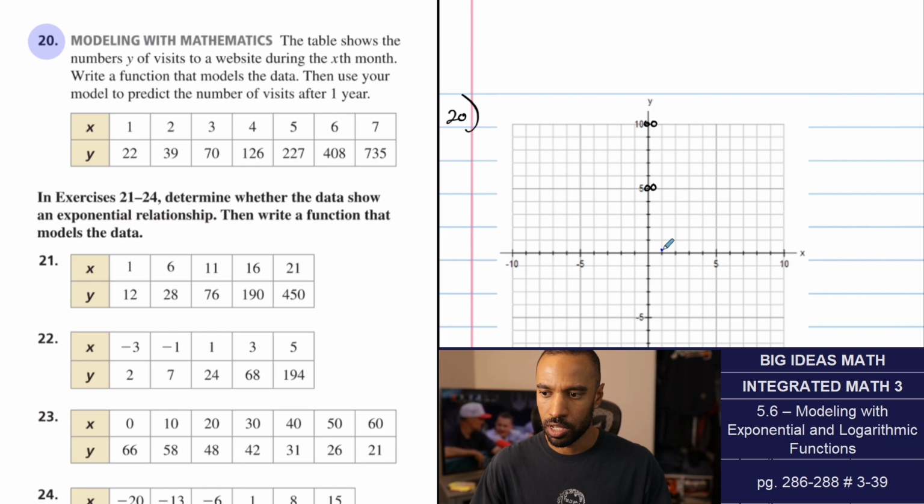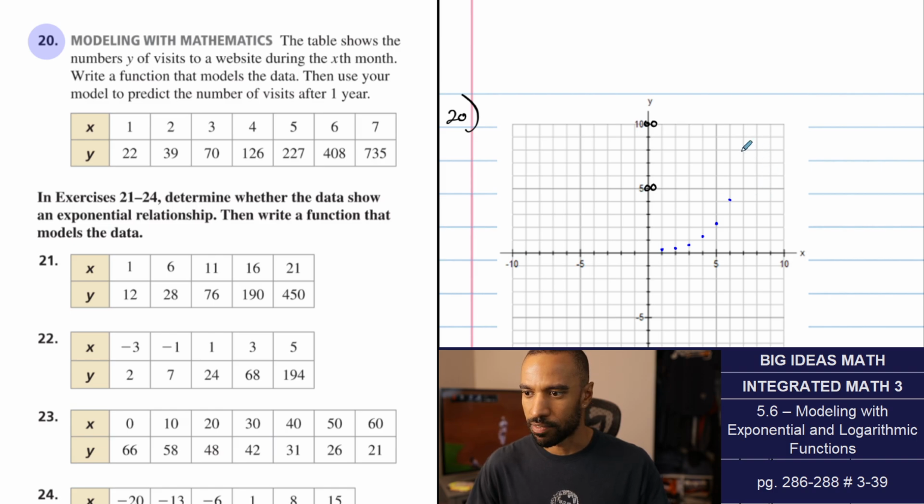When X is 1, Y is 22 right there. When X is 2, Y is 39. That's getting closer to half, but not quite there yet. When X is 3, Y is 70, more than half, halfway to 100, I should say. When X is 4, Y is 126, about 1 1/4. When X is 5, about 2 1/4. When X is 6, we got 408, a little bit more than 400, just a smidge. When X is 7, we got 735, so 700, less than a half right there.